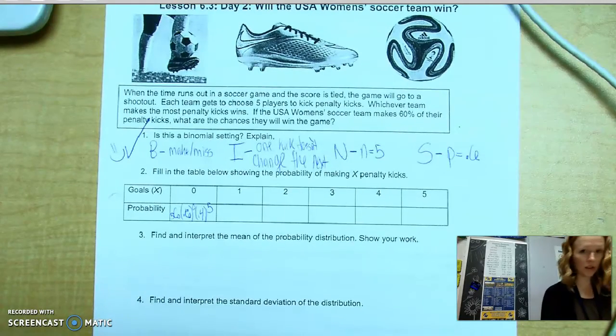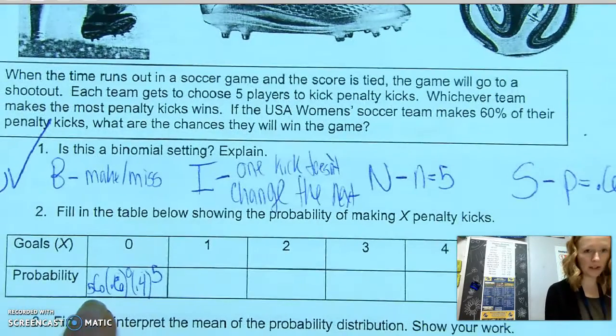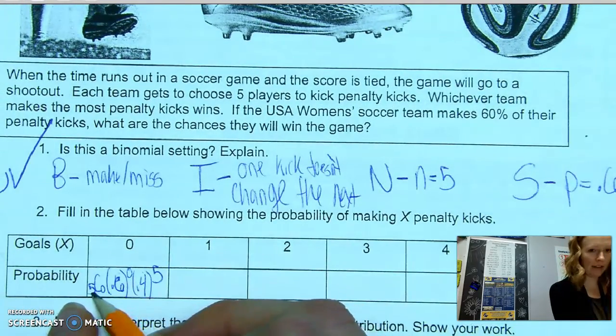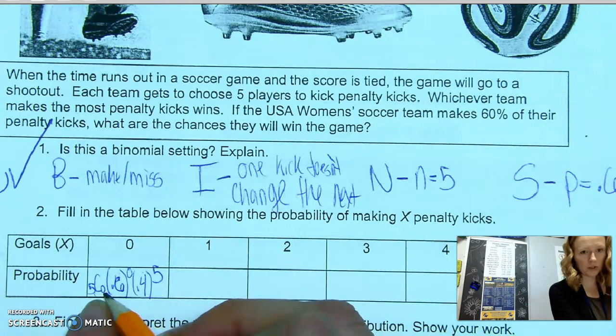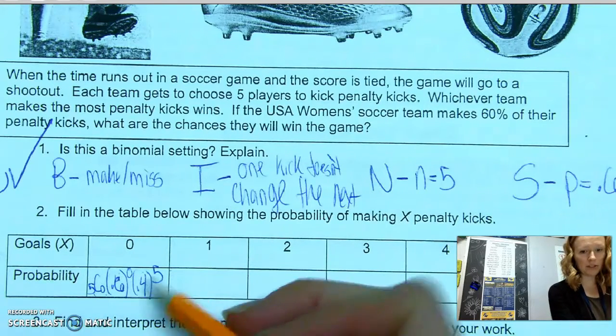All right, so if we were filling in the probability of each individual event happening, what's the probability the team scores 0 goals? I'm going to zoom in real quick. We're going to use the formula that we talked about yesterday. So the number of combinations, we have 5 kicks. What's the probability they score 0 goals? So that means 0 makes, and then 5 misses, right?